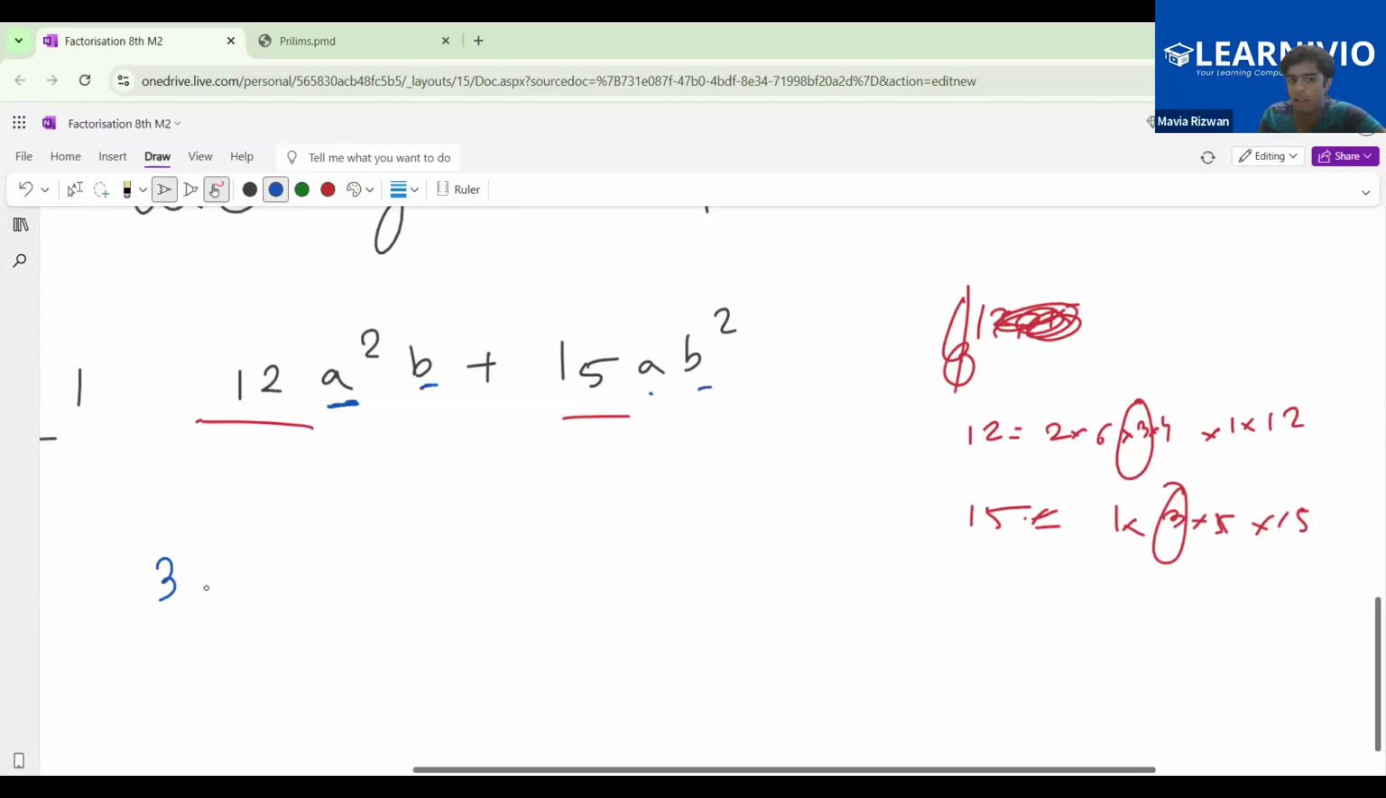So both of them have 1a. I'll take 1a common out. Both of them have 1b, so I'll take 1b common out. Inside I'm left with... guys, I took out 3 out of 12.